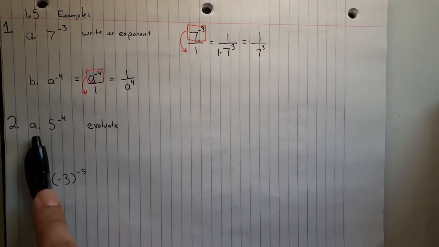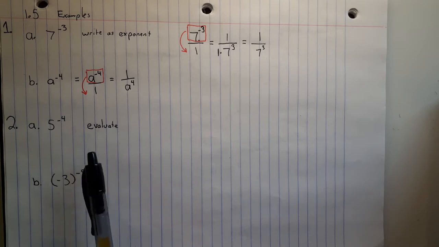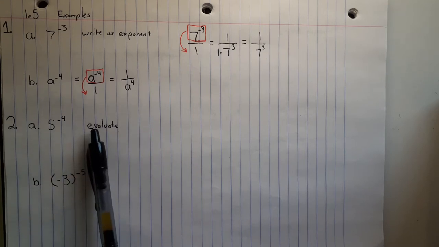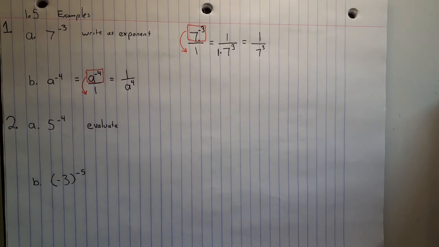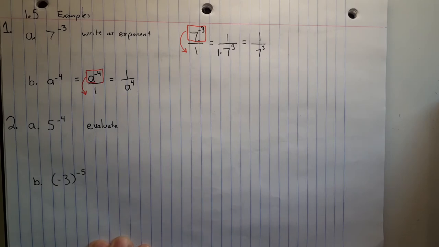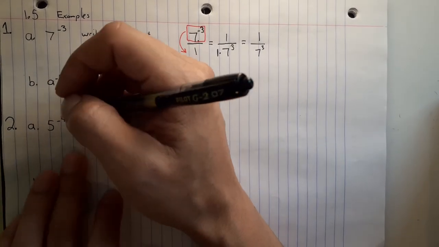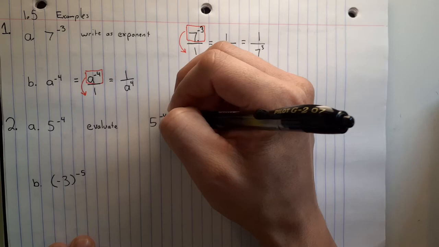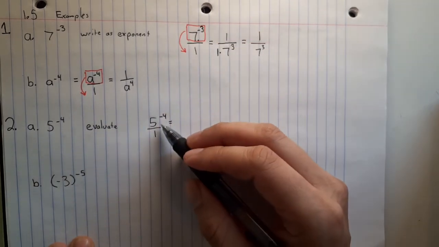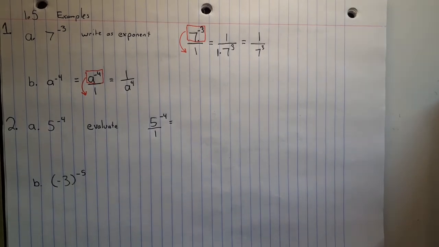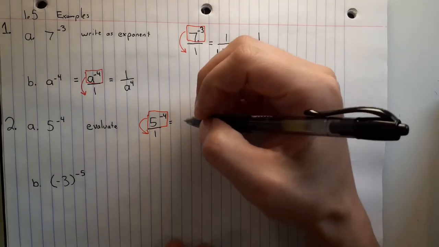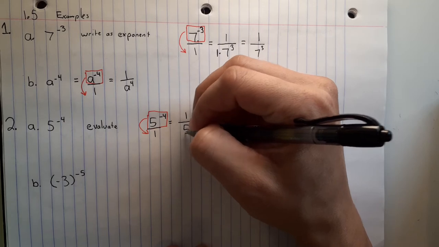Problems 2a and b, the instructions are to evaluate. Evaluate means that we must multiply things out until we actually get to a number as best we can. Sometimes there's values that we don't know. So 5 to the negative 4, let's write that over here, is the same as saying 5 to the negative 4 over 1, because the 5 has a negative exponent, it's got to go. So we end up with 1 over 5 to the power of 4.